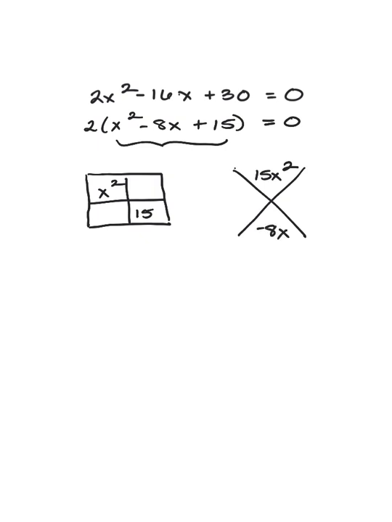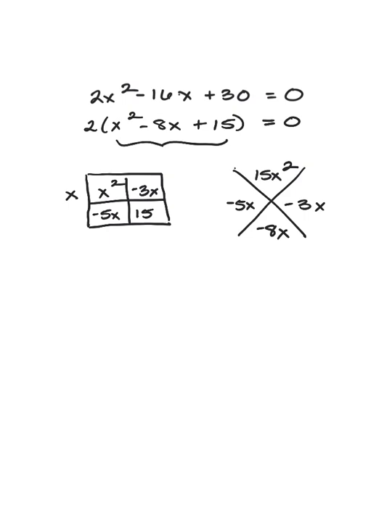The sum is a negative 8x. So if I think about what multiplies to give me 15x squared and adds to give me negative 8x, it's negative 5x and negative 3x. That is what goes in the 2 empty boxes in my area model.